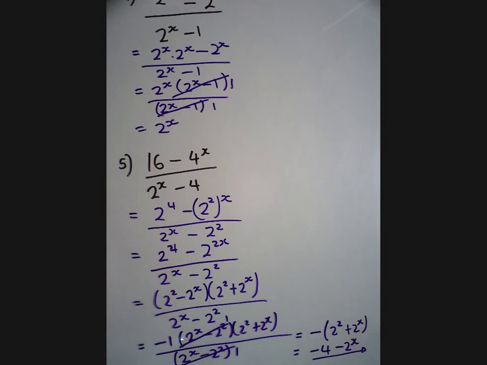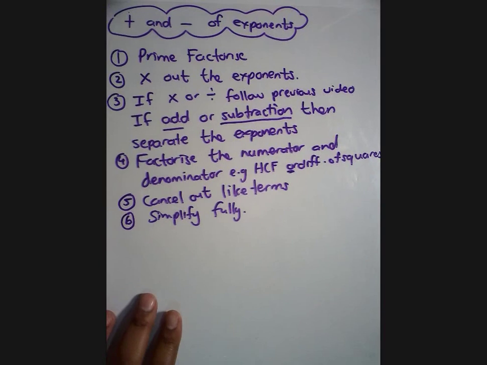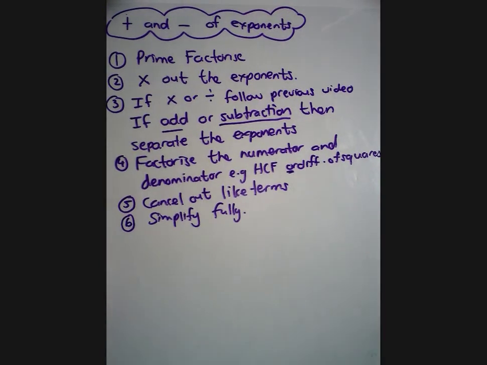So you must always follow the same steps over and over again. So the steps you're going to follow are the same thing here. When you're adding and subtracting exponents, number 1, you need to prime factorize. Number 2, you need to multiply out the exponents. Number 3, if it's multiplication, division, you must follow the previous video. If it's addition and subtraction, you separate the exponents. Number 4, factorize the numerator and denominator. Example, find the highest common factor or the difference of squares. Number 5, cancel out like terms. And number 6, simplify fully. If you follow these steps, you will definitely get it right.